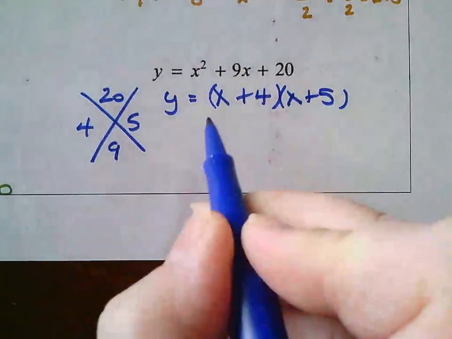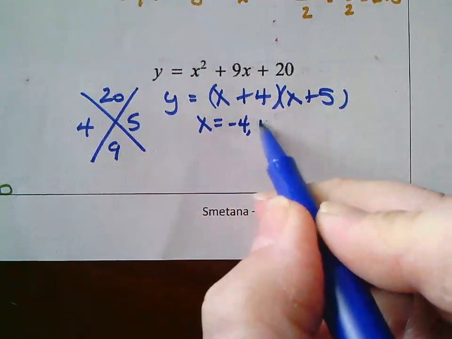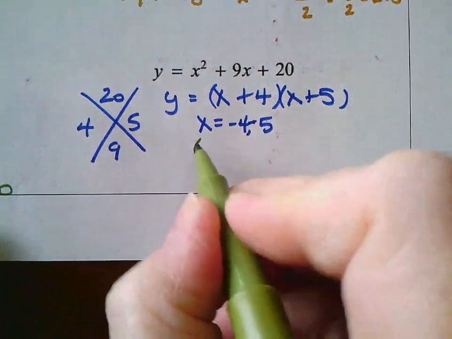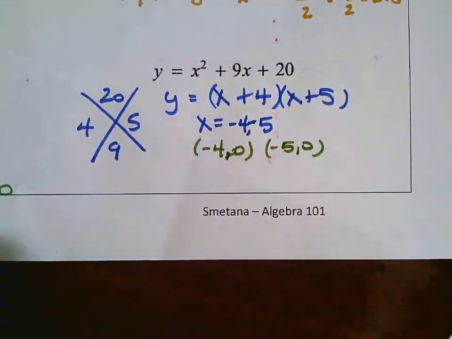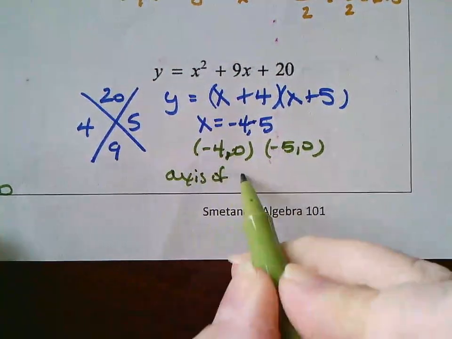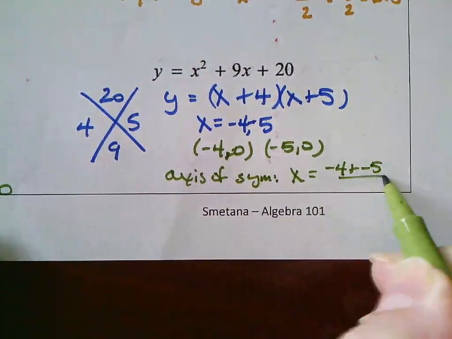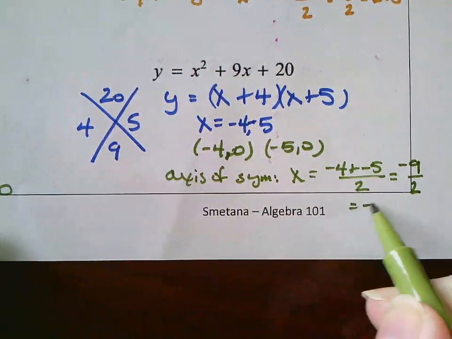And once you get it into this format, you can see that your zeros are when x equals -4 or x equals -5. Sorry, that's a negative. So my points here are going to be -4, 0, and -5, 0. And my axis of symmetry is when x is -4 plus -5 divided by 2, or -9/2, which equals -4.5.